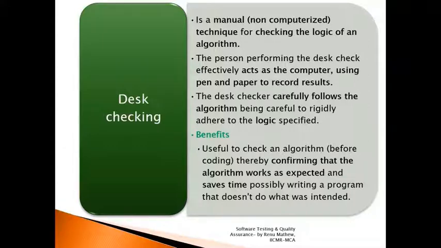The benefits of desk checking are: it is useful to check an algorithm before coding, thereby confirming that the algorithm will be useful and it will work as expected, and saves time, possibly writing a program that does not do what was intended.